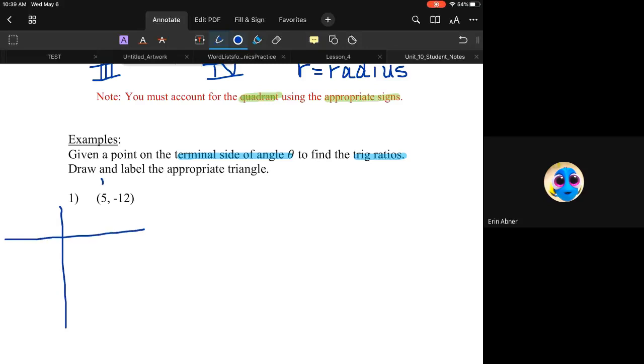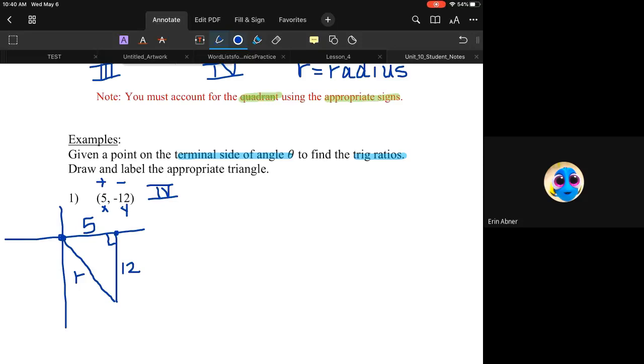Since this is negative, I have a positive and a negative, which means I'm in quadrant 4. That's important because it tells me which direction I draw my triangle in from my origin. My 5 is my x and that's my y, so I have to go over 5 and down 12. I'm going to connect my last side up here to my origin. Ooh, that's a horrible connection. Let's try that again. All right, there we go. We'll fake like it's straight. That's my radius. There's my right angle.